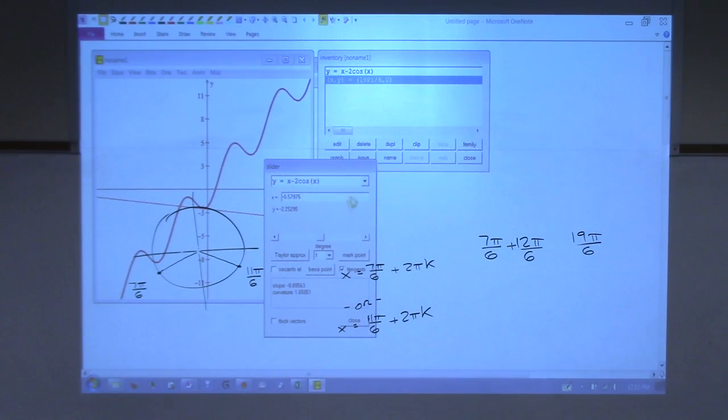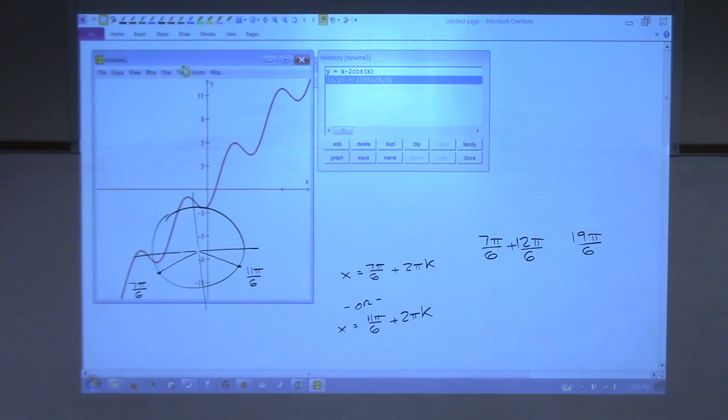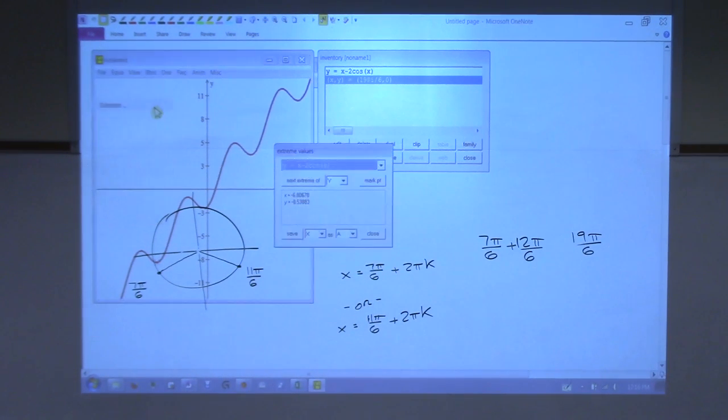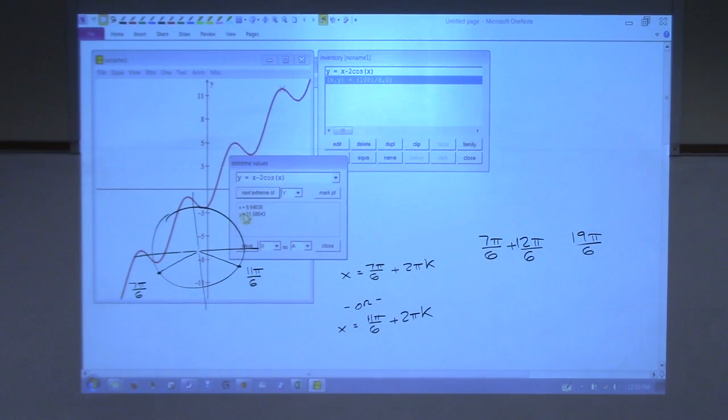Wait a minute. Extremes. Next. Can you see that little X on there? It's finding them for me. There it is. Okay, the X coordinate of that extreme value is 9.94838, which is probably 19 pi over 6.